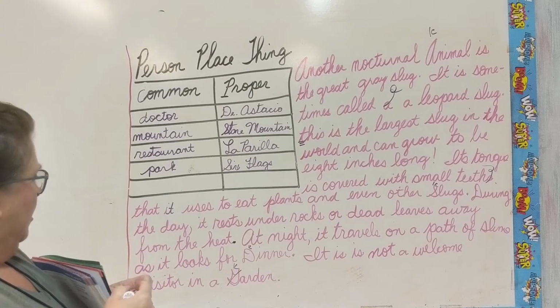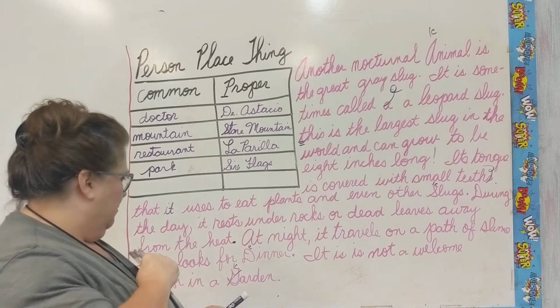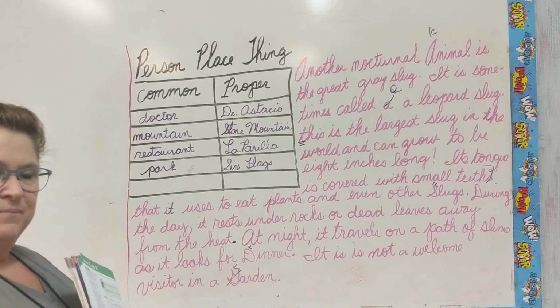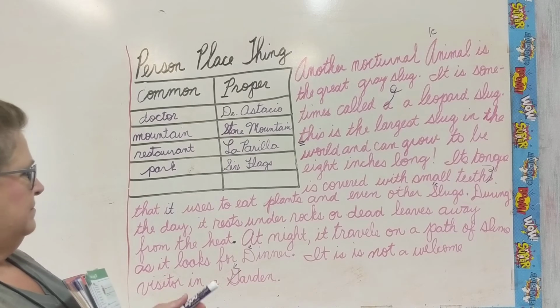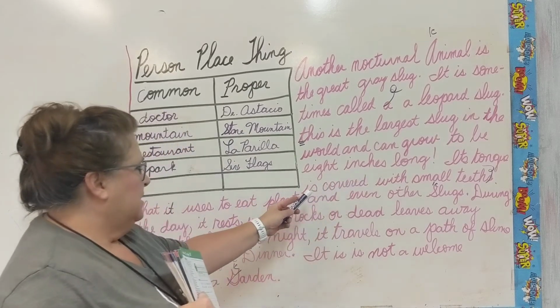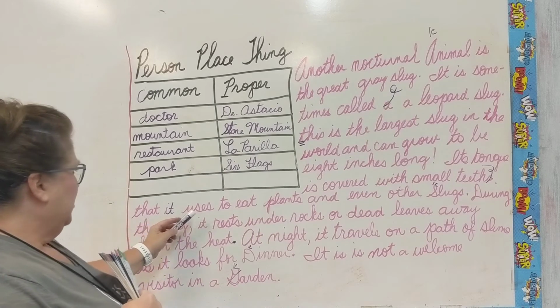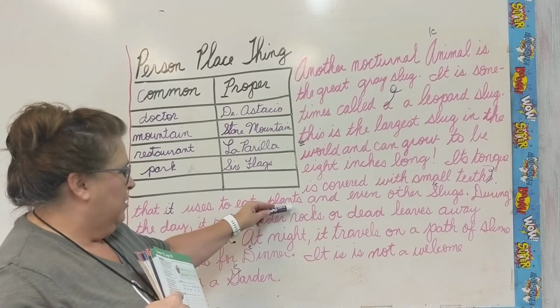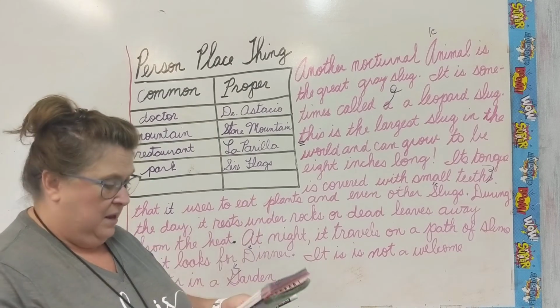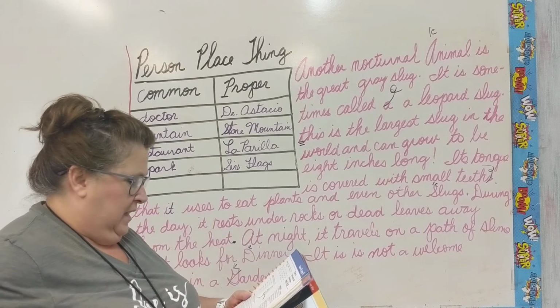But let me ask you a question. Why would a slug not be a welcome visitor in a garden? What did we read? What do they eat? Its tongue is covered with small teeth that it uses to eat plants. So a slug would not be welcome in the garden because it eats plants. So you do not want to see a slug in your garden.